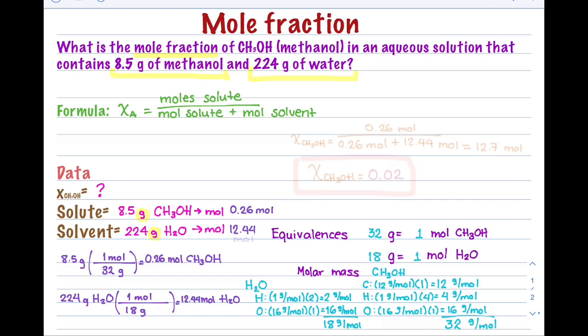Having the two numbers in moles, now we can proceed substituting in the formula. Fraction of methanol equals the moles of solute, 0.26 moles, divided by the addition of the solute and the solvent. That will be 0.26 moles plus 12.44 moles. The addition of these two is 12.7 moles, so we're going to divide 0.26 moles by 12.7 moles, and we get as a fraction of methanol 0.02, and that's it.